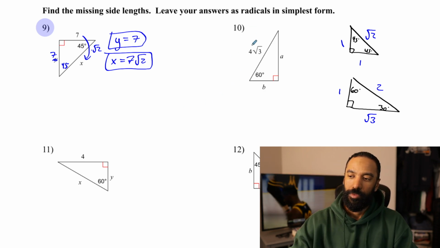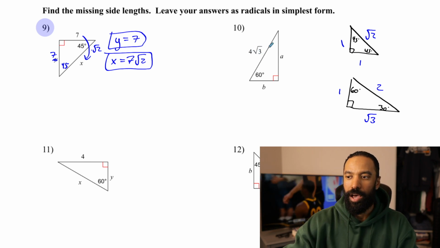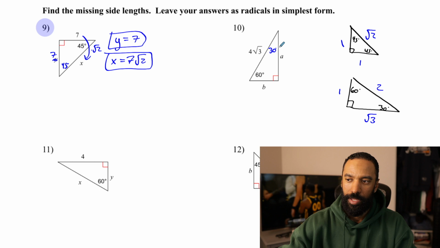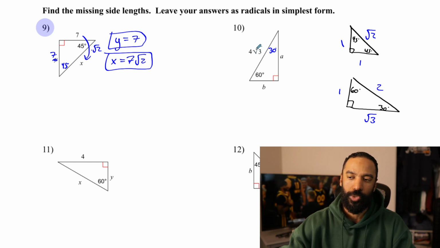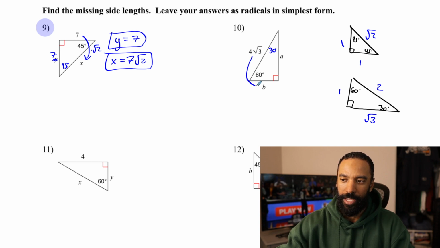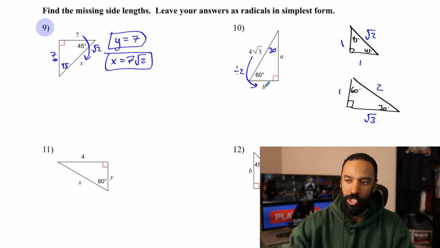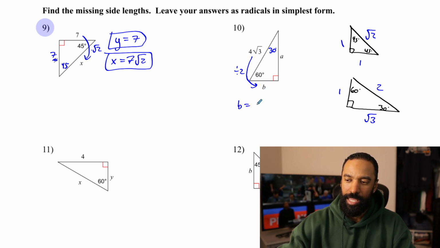Number 10, we got to find the lengths of B and A. Now, this is the hypotenuse of this 30, 60, 90 triangle. Hypotenuse is twice as long as the short leg. I'd love to go and get B first. Don't assume to go alphabetically here. In order to get A, I'd love to get B first. Let's divide this guy by 2 because it's twice as long. So B equals 4 root 3 over 2, which is 2 root 3.